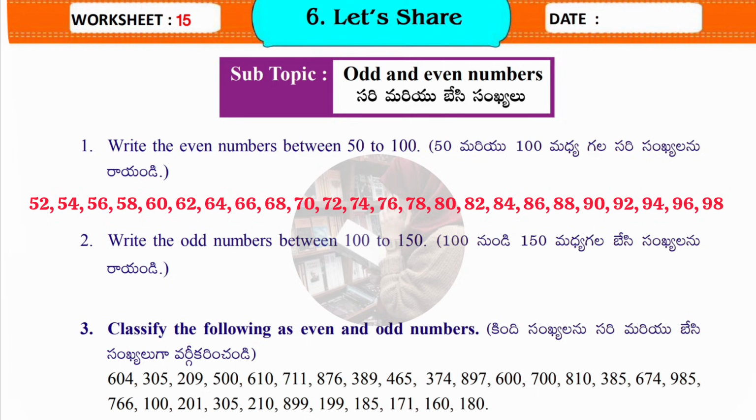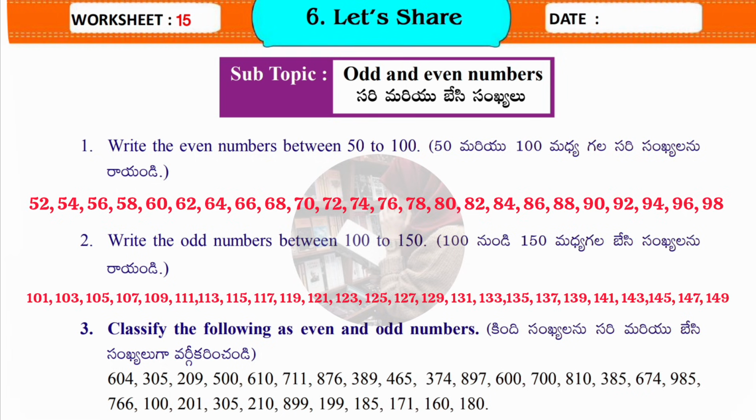Okay, let's see the second one, which is write the odd numbers between 100 to 150. We all know the odd numbers will be 1, 3, 5, 7, 9, 11, 13, 15, 17, 19 like that. So we have to write down the odd numbers between 100 to 150.